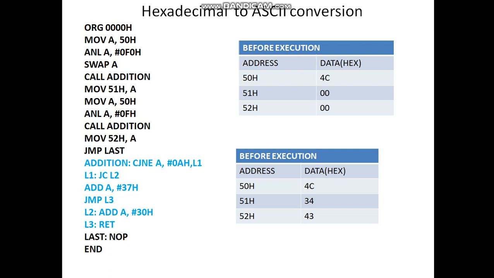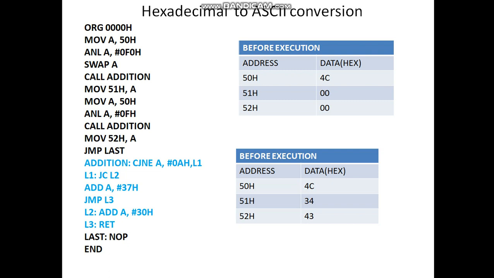The number 0C is compared with 0A, not equal. It will come to the next instruction. It will check if there is a carry. In this case, there is no carry generated. And as per the logic, if no carry is generated, then it has to be added with 37H. So add A with 37H. And the result in accumulator is 43.